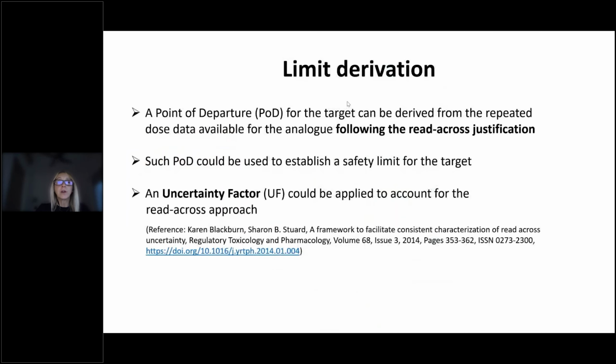Once the read-across approach is justified, the point of departure for the target can be derived from the critical study, for example, the repeated dose study data that are available for the analog. And the point of departure here could be used to establish a safety limit for the target. And of course, in that case, an uncertainty factor could also be applied in order to take into account that a read-across approach was applied.